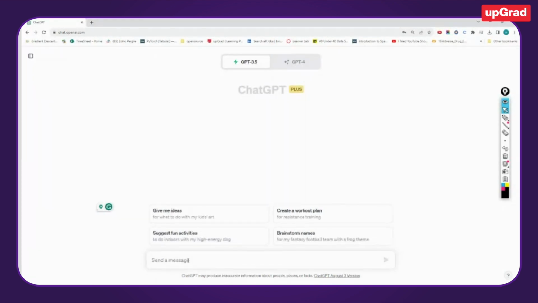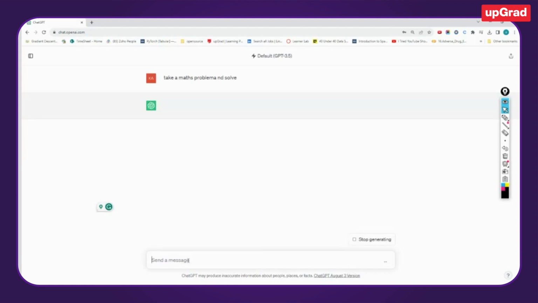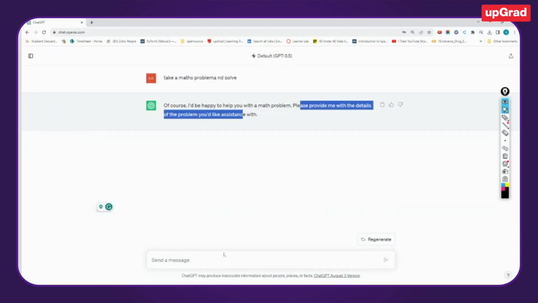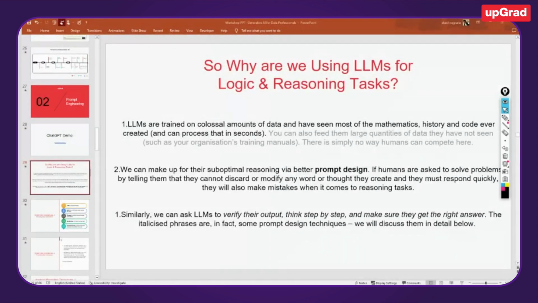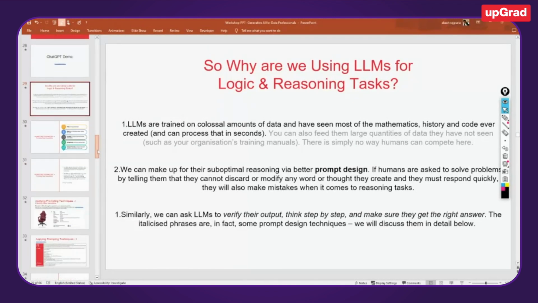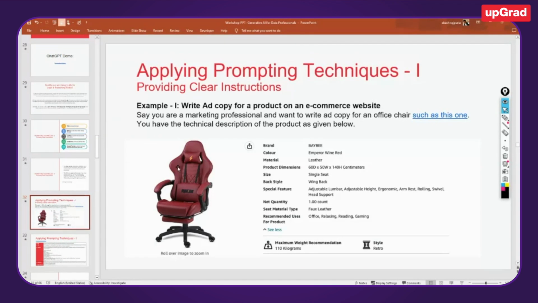Now, basically how we normally use ChatGPT is that we say, take a maths problem and solve it, or sometimes we give the maths problem to it and then ask it to solve it. So of course it says, I would help you, please provide me details of the problem that you want assistance with. So you can mimic a chatbot and give all the things. But here comes a very interesting scenario. Let's try to use that in a real use case. Up till now you were using it for your personal use. Let's try to use that for production purposes.